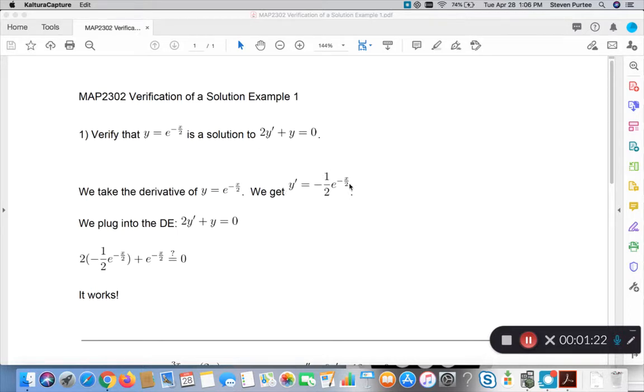Now we substitute y prime and y, whatever we need, back into the DE. So twice y prime plus y, we want to know, does that in fact equal 0 like the DE says it does? Well, here the 2's cancel. These are like terms and they cancel out. We do in fact get 0. So this is a solution to the DE.